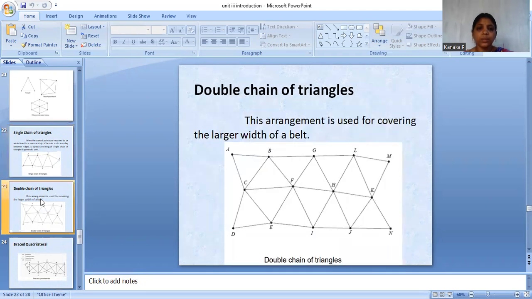Next one is double chain of triangles. The arrangement is similar to the single chain of triangles. This is also economical and rapid. This is used for covering a large width of the belt. Here one face is a single chain and the opposite faces are joined to the single chain. So this is called a double chain of triangles.